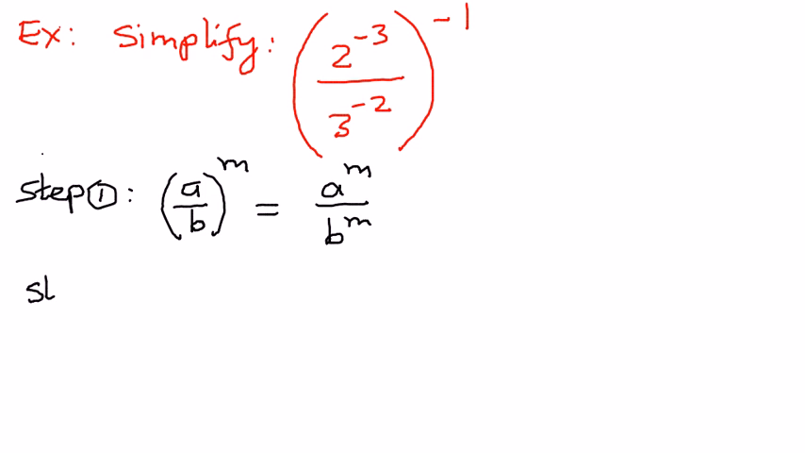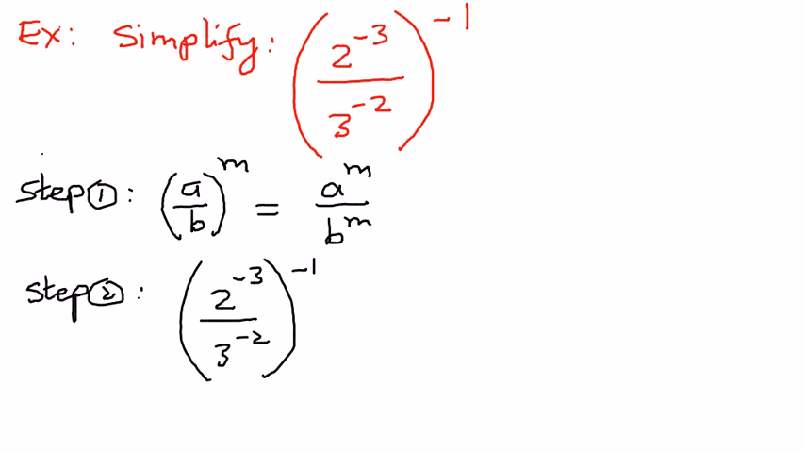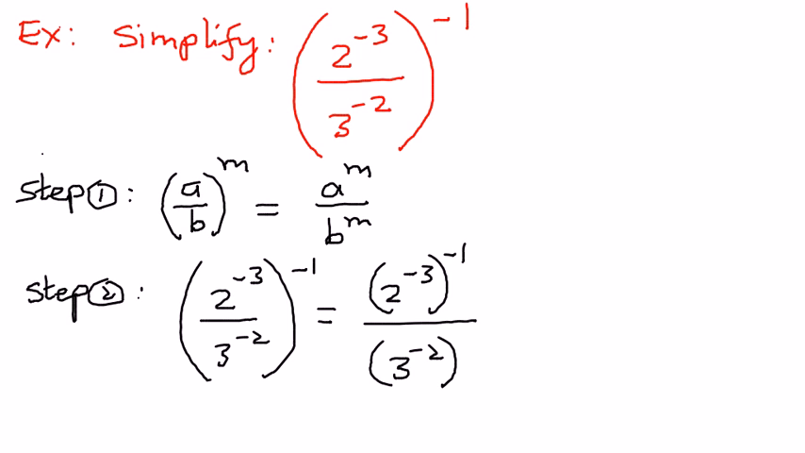In step 2, we will write down the problem what we have, 2 to the power of negative 3 divided by 3 to the power of negative 2. This whole thing is raised to the power of negative 1. So we can write this as 2 to the power of negative 3, this whole thing is raised to the power of negative 1. We are applying the rule now. Divided by 3 to the power of negative 2, this whole thing is raised to the power of negative 1.